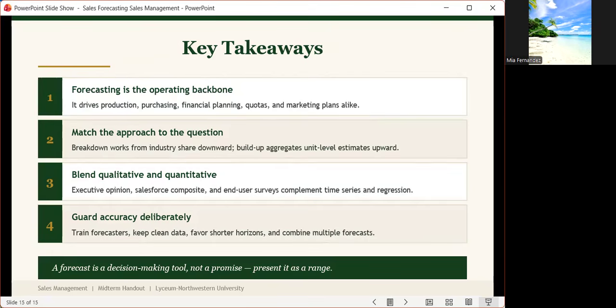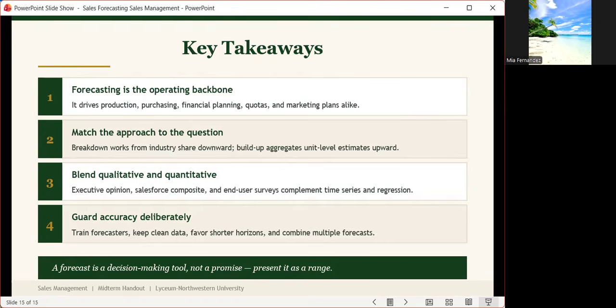First, forecasting is the operating backbone. It drives production, purchasing, financial planning, quotas, and marketing plans alike. So get it wrong and every downstream decision inherits the error. Second, match the approach to the question. Breakdown works from industry share downward. Build-up aggregates unit-level estimates. Third, blend qualitative and quantitative. It would be better to use a combination of qualitative and quantitative techniques.